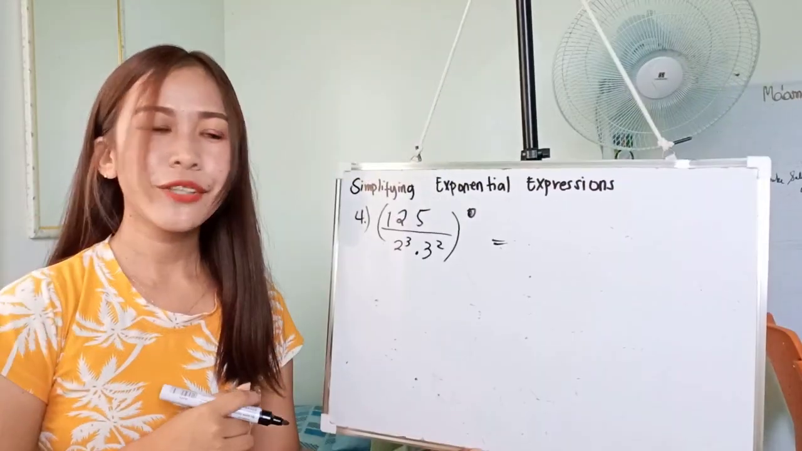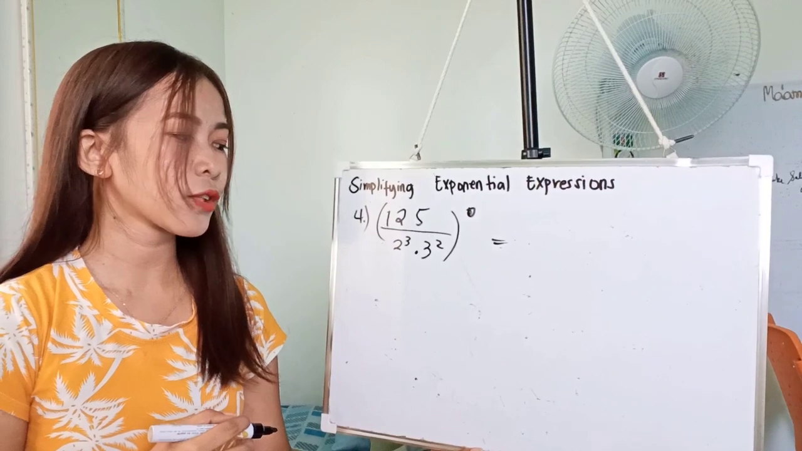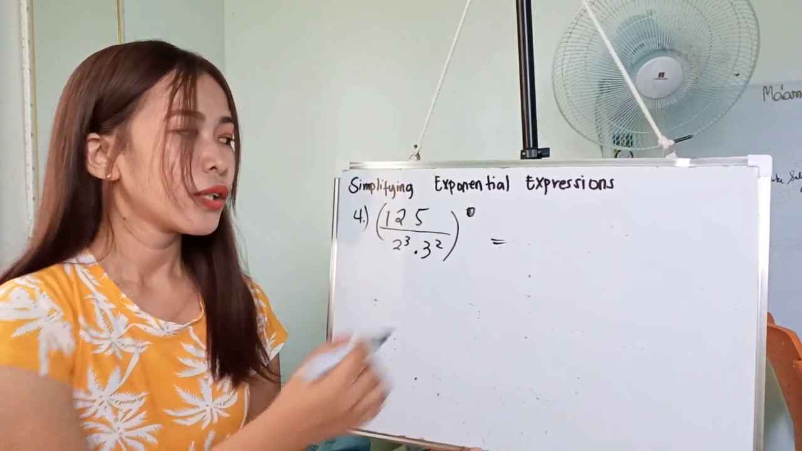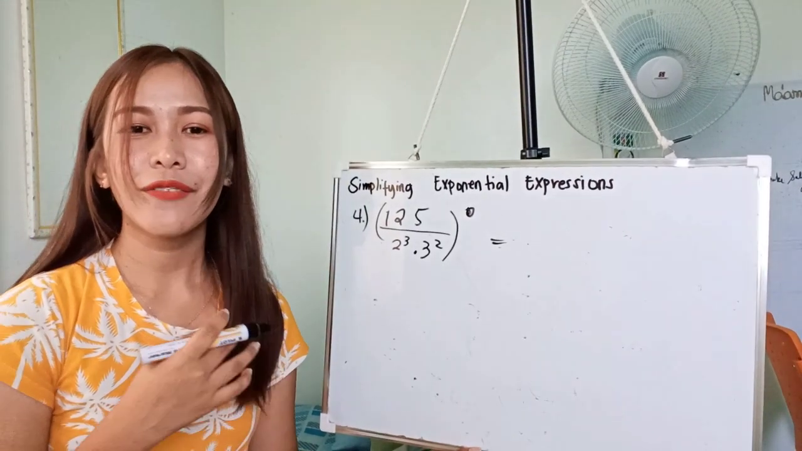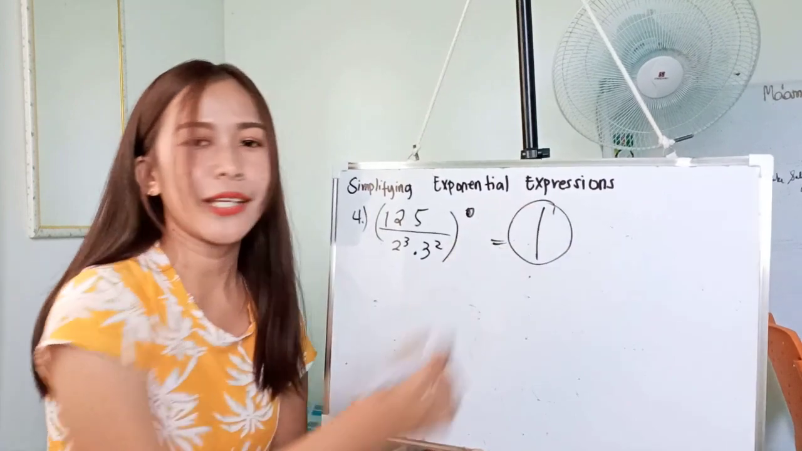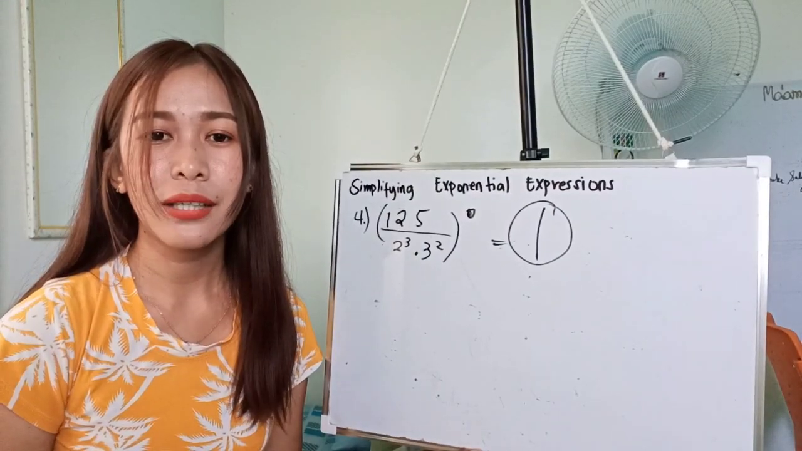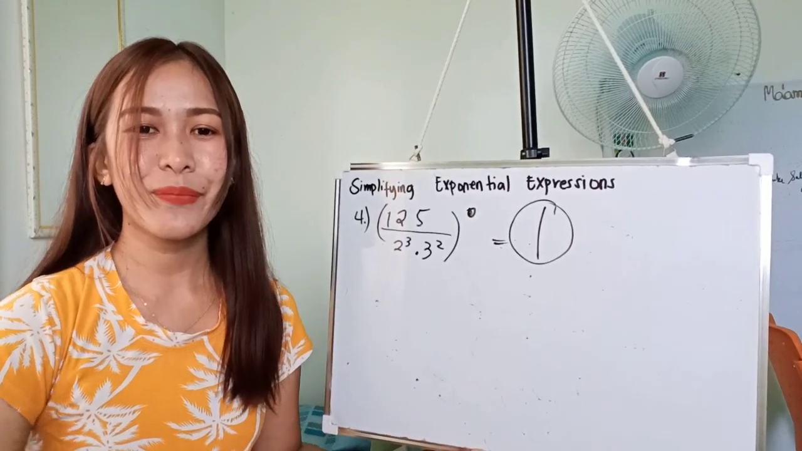Okay, so we have here our example number 4. 125 over 2 raised to 3 times 3 raised to 2, raised to 0. And automatic, of course, whenever na expressions is raised to 0, the answer is always equal to 1. And hindi na natin siya kailangan pang explain more further. Okay, ganun lang kasimple mga bunso.